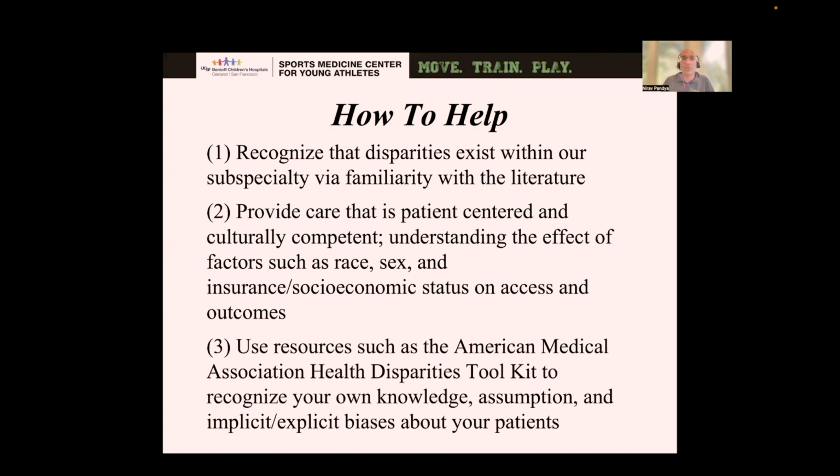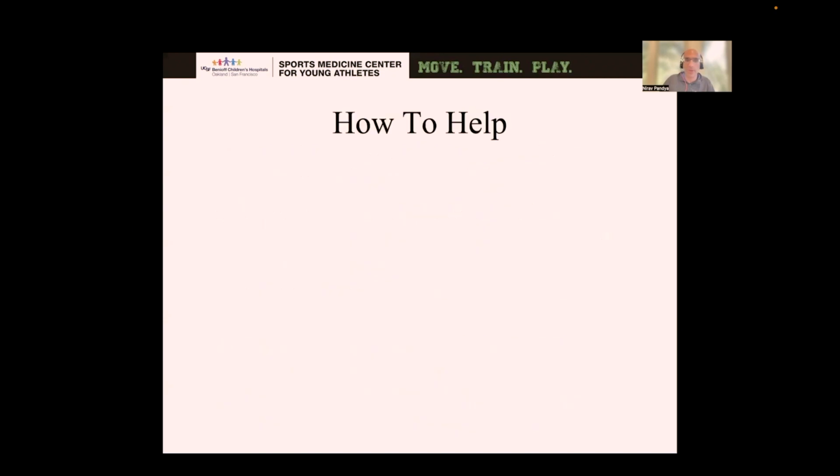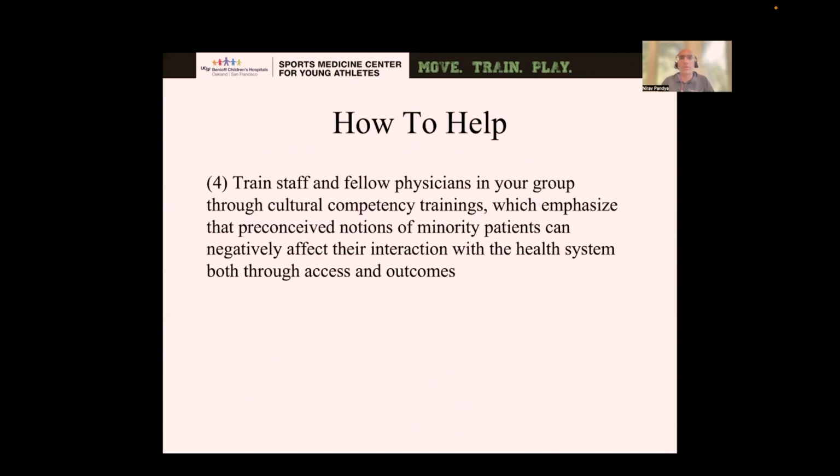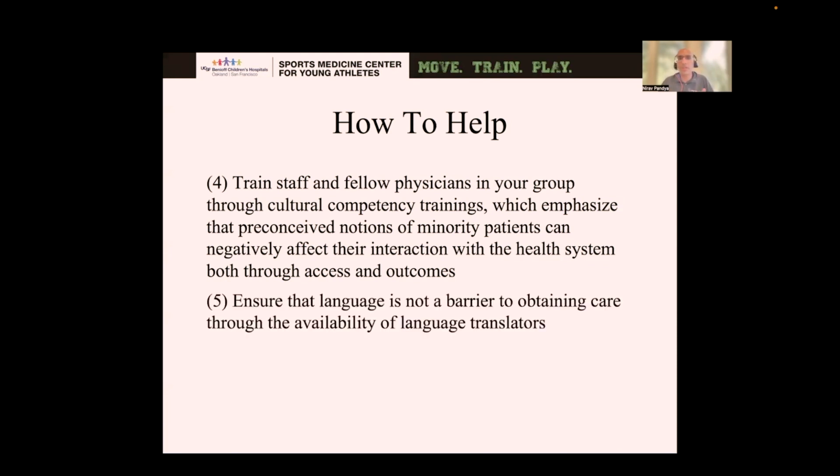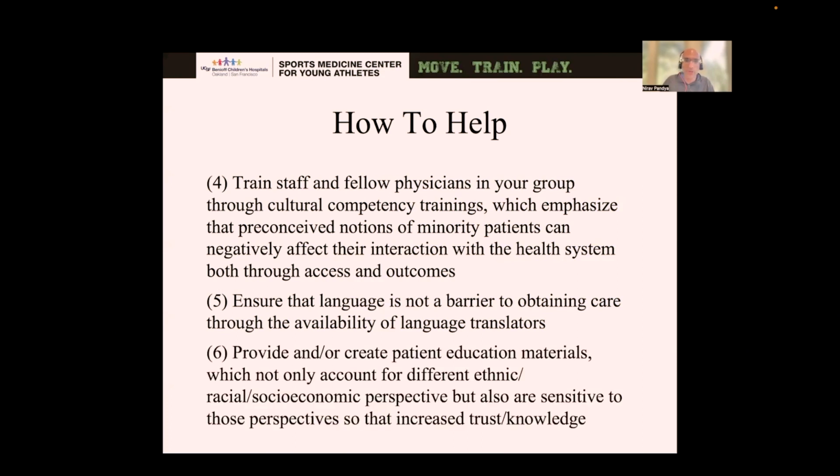We need to use resources such as the American Medical Association Health Disparities Toolkit to recognize your own knowledge, assumptions, and implicit and explicit biases about your patients. You can train staff and fellow physicians in your group through cultural competency trainings, emphasizing that preconceived notions of minority patients can negatively affect their interactions with the healthcare system, both in terms of access and outcomes. Ensure that language is not a barrier to obtaining care through the availability of language translators.